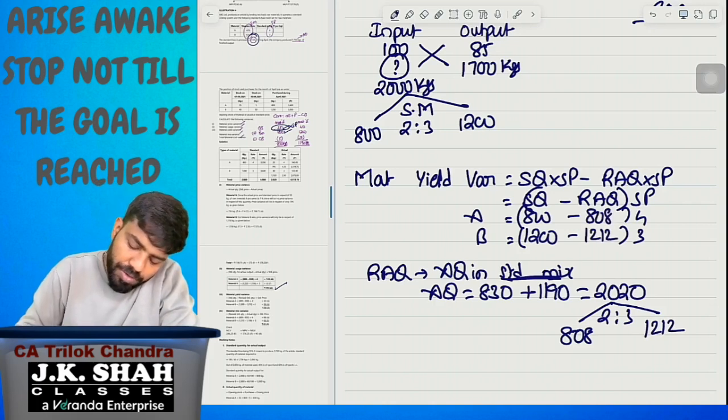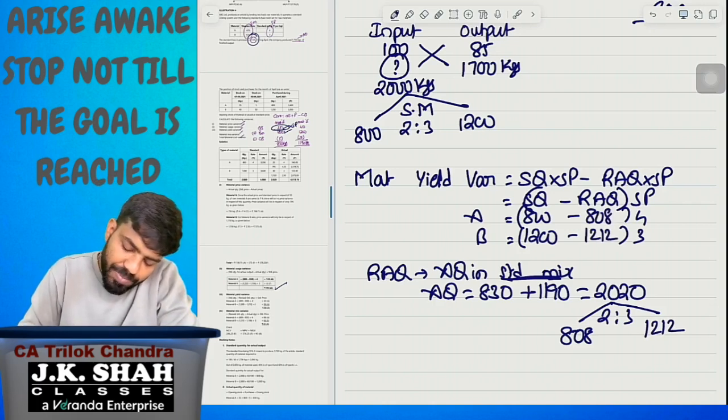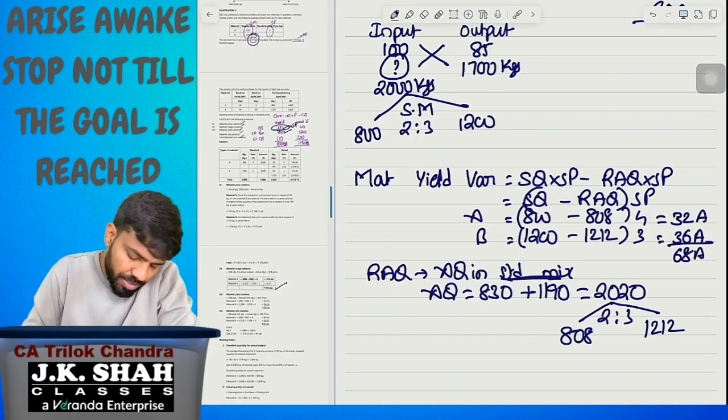808, 1212. So difference is 8, negative. Minus 8 into 4, 32 negative, adverse. 12 negative into 3, 36 adverse. Total 68 adverse. So you can check with this.